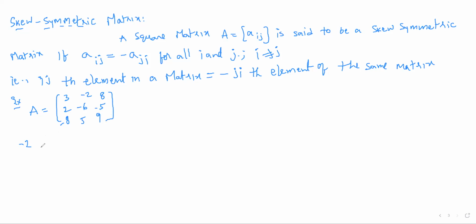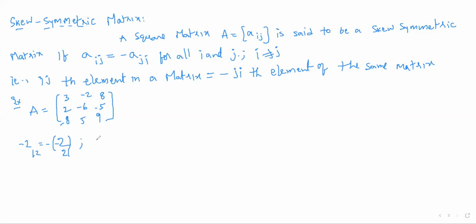Minus 2 is at the first row, second column. What about the element at the second row, first column? The second row, first column element is 2 only. So you can express 2 as minus of minus 2. That is, the original element is minus 2, so its opposite sign is plus 2. So this is the condition for a skew symmetric matrix.